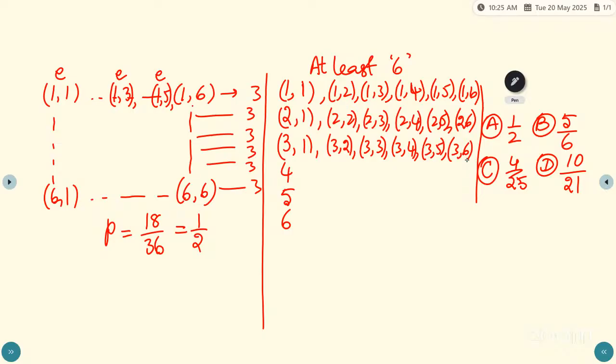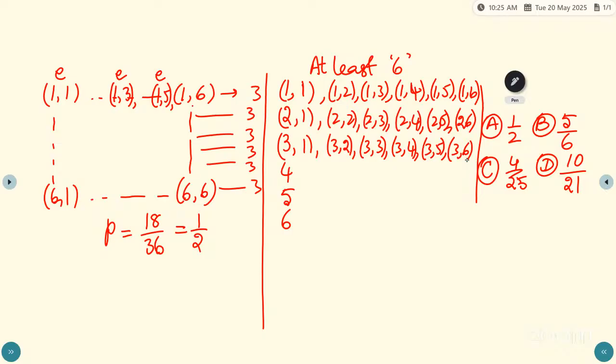Suppose you have tossed it once. If 4 comes up, then that is one exhaustive event. If 5 turns up, that is one exhaustive event. If 6 turns up, that is one exhaustive event. How can you say no? Now tell me, what is the number of exhaustive events? 21. Because of that condition, the number of exhaustive events is 21.